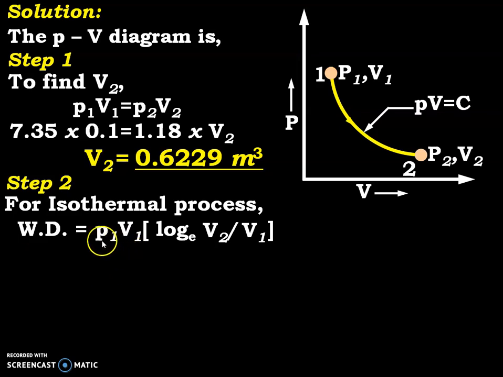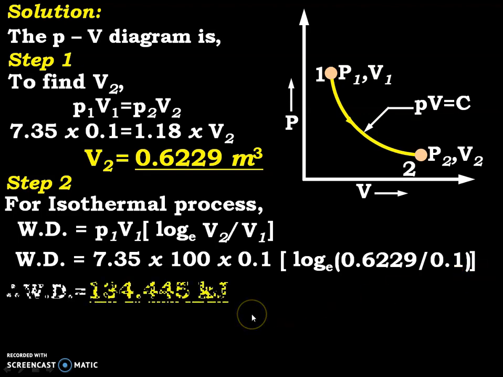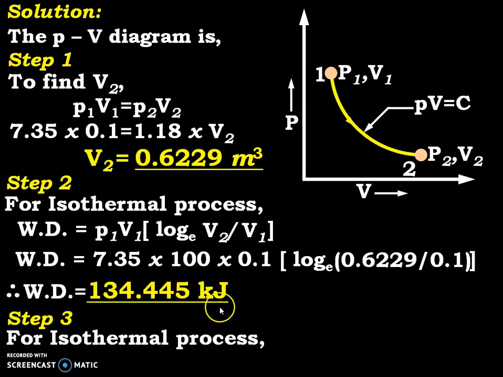So let us write the work done. Now here we have to write P1 in pascal or kilopascal. So it will be 7.35 into 100, V1 multiplied by 0.1, ln into bracket, V2 is 0.6229 divided by 0.1. So the answer is 134.445 kilojoule, because it was in kilopascal, 7.35 into 100. So the work done is in kilojoule. Here we cannot put the pressure in bar, right? If it is in bar, we will get an incorrect answer.